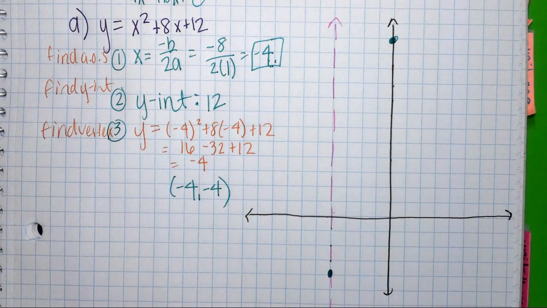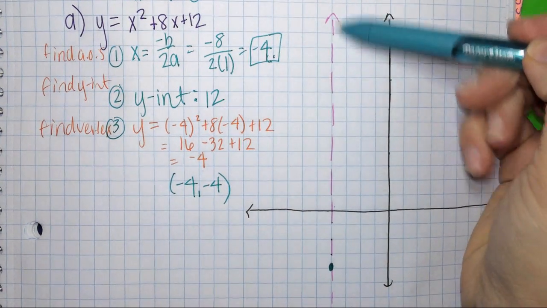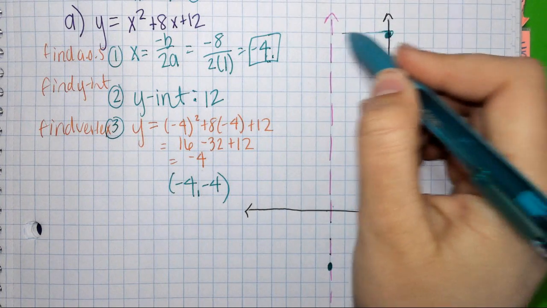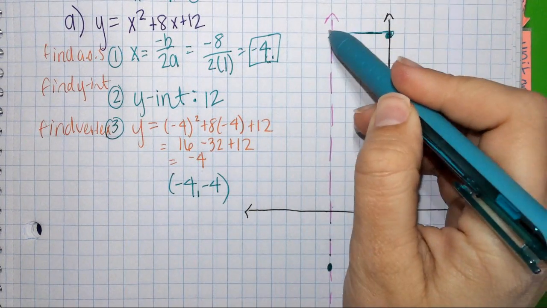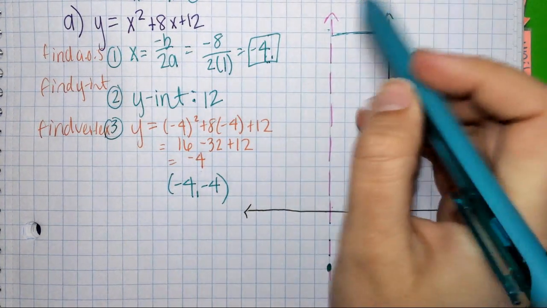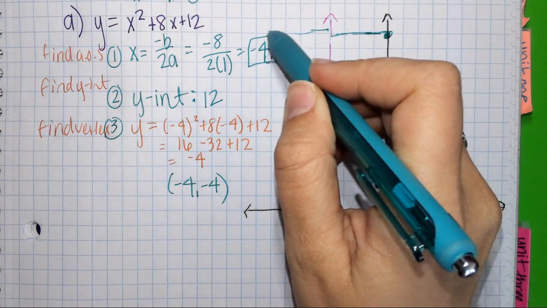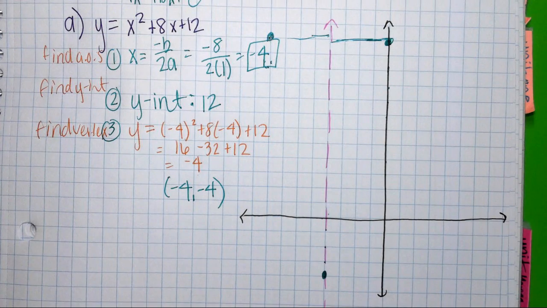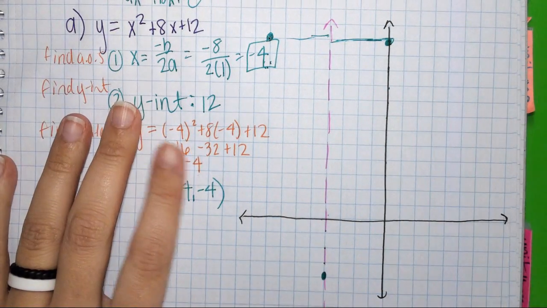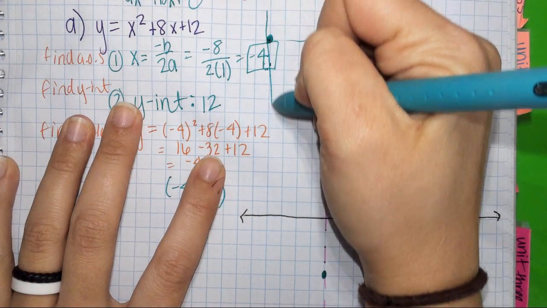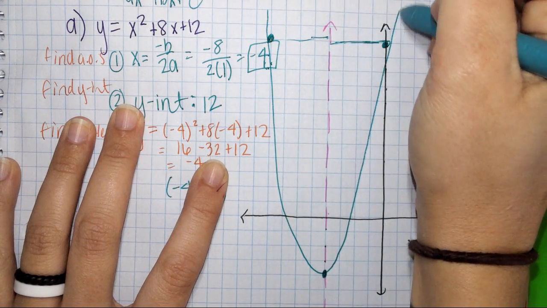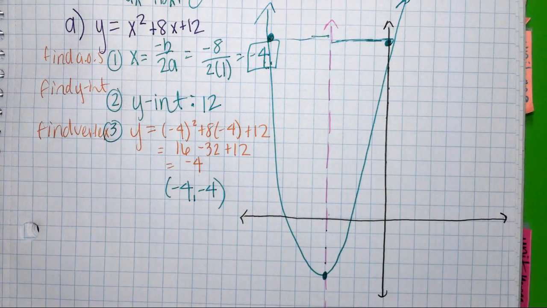Now, we only have 2 points, and our parabola is a U. So our axis of symmetry acts as a mirror. If this is 1, 2, 3, 4 units away, how many units away does our point need to be on this side? 1, 2, 3, 4. So it's going to be right here. And is it going to be a U or a V? A U. Ta-da! We're done.